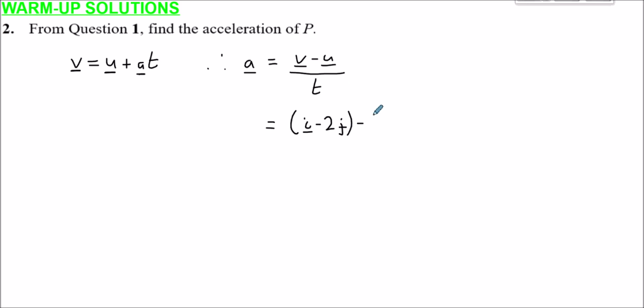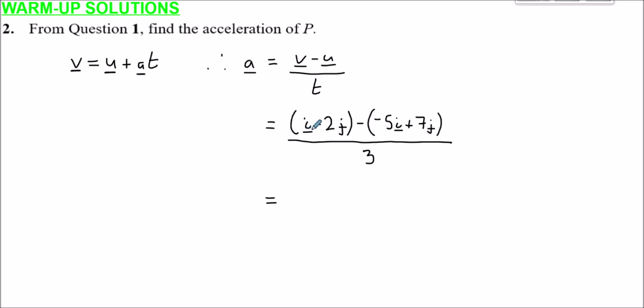Minus what u was? Well, u was minus 5i plus 7j. And all of that divided by t. Now, the time frame which has elapsed is 3 seconds, so we can divide all this by 3.